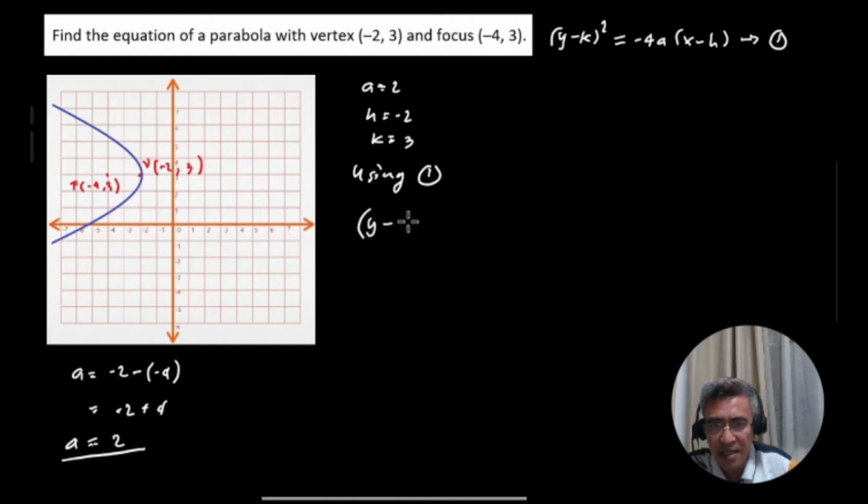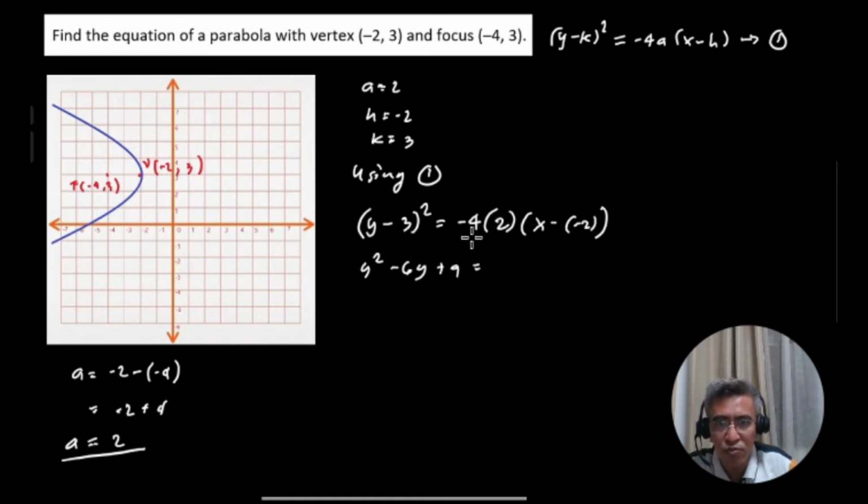y minus k is y minus 3 squared, and negative 4 times a, which is positive 2, and x minus h is x minus negative 2, and close parenthesis. Simplify. y times y, that's y squared. 2 times y times negative 3, that's negative 6y. Negative 3 times negative 3, that's positive 9.